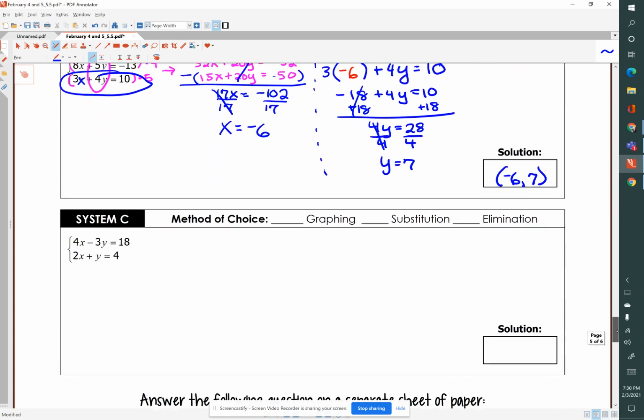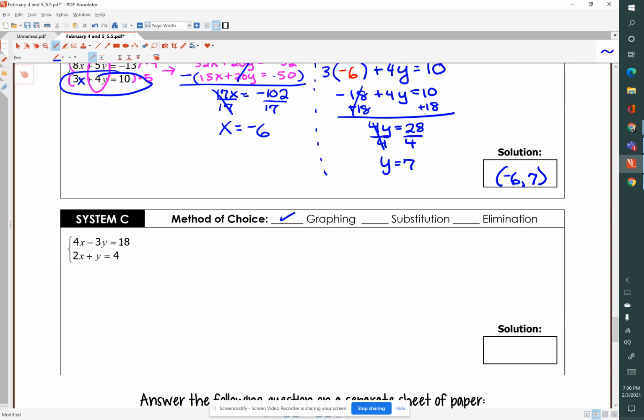So I guess we're going to be graphing this next system. So we haven't used that method yet. And what we need to do is, if we're going to hand graph this, we need to put this in slope-intercept form.